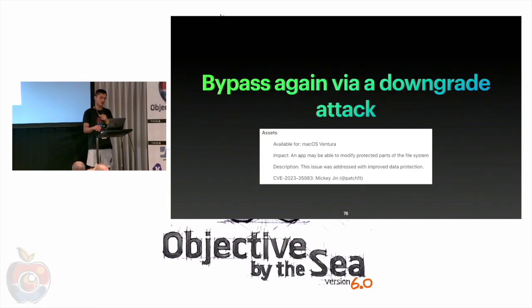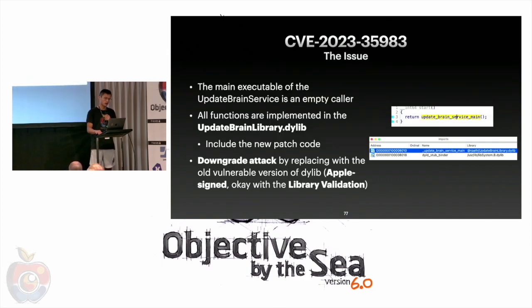Next, I discovered a new bypass through a downgrade attack. Apple has assigned CVE-2023-35983 to this report. The main executable of the update brain service is an empty caller. All functions are implemented in a dylib. Of course, the new patch code is also included in the dylib. Therefore, an attacker can perform the downgrade attack by replacing it with the older version of dylib, which is signed by Apple and OK with the library validation.